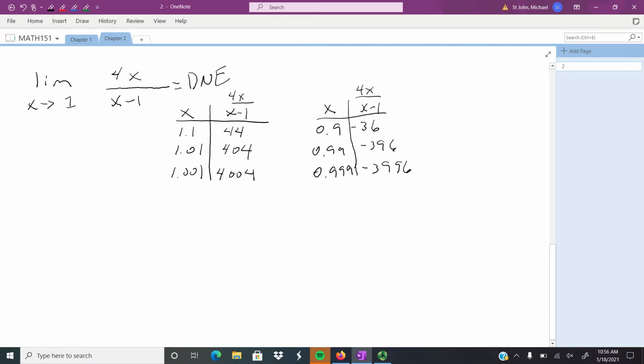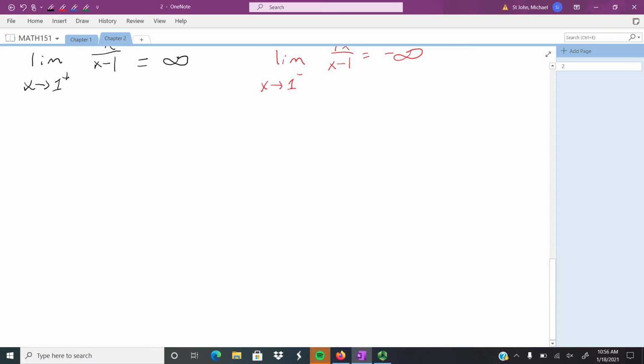But what if we just looked at a one-sided limit for this one? So what is the limit as x approaches 1 from numbers that are greater than 1 of 4x over x minus 1? Well, we see that if we do that, this is heading off to infinity. And then if we said, okay, what is the limit as x approaches 1, but from numbers that are less than 1 of 4x over x minus 1, here we see the answer is negative infinity. Okay. All right.